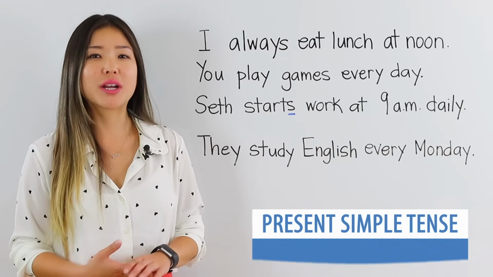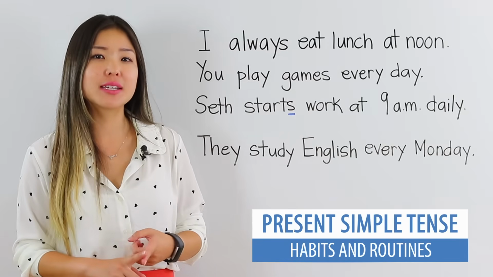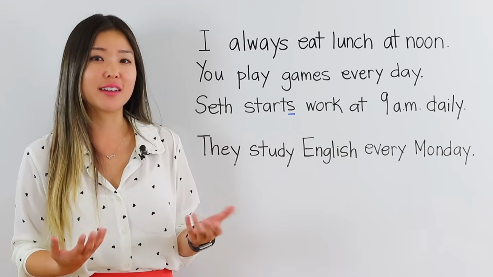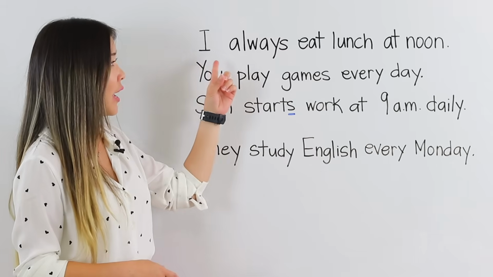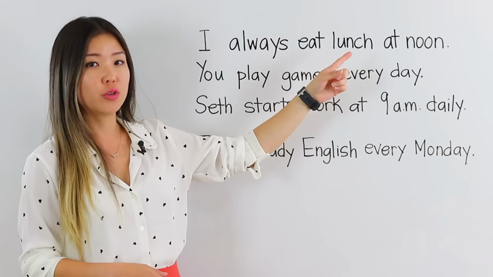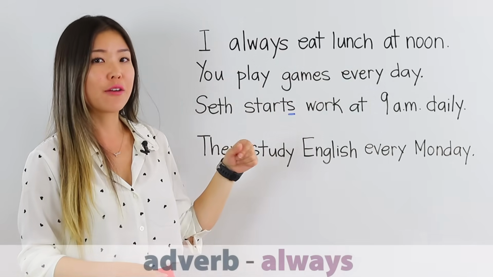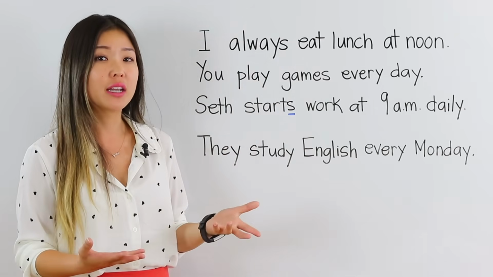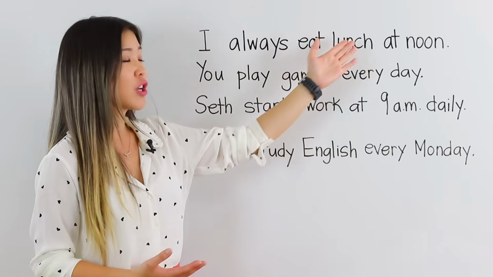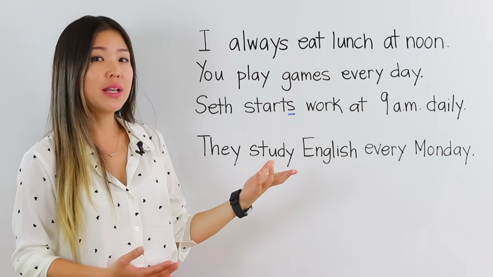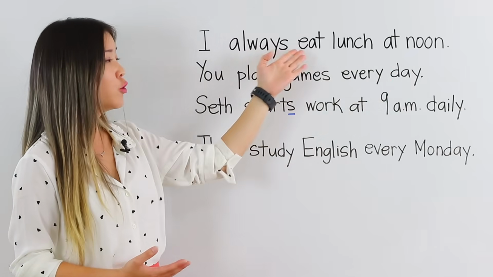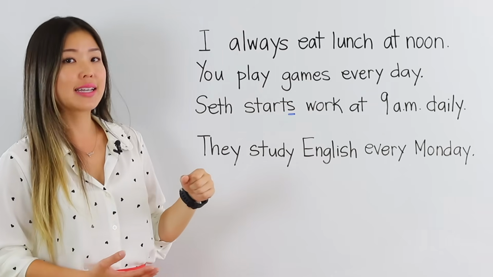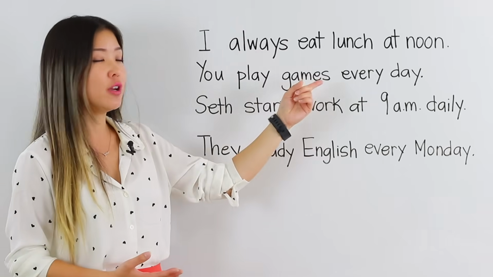We also use the present simple tense to talk about habits and routines. So things and actions that happen regularly. Let's look at the examples. I always eat lunch at noon. You'll notice I use the adverb always because I'm talking about something that I do regularly. What is that? Eat lunch at noon. So I use the present simple tense. And here I use the verb eat. I eat. The second example says you play games every day.